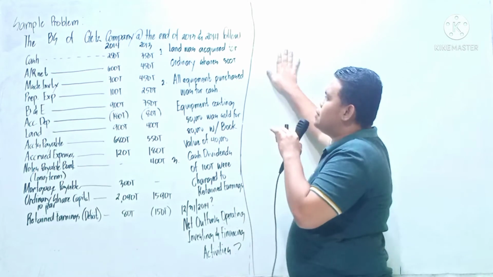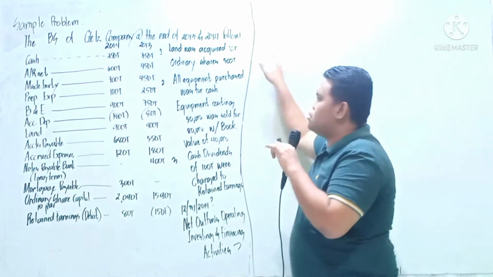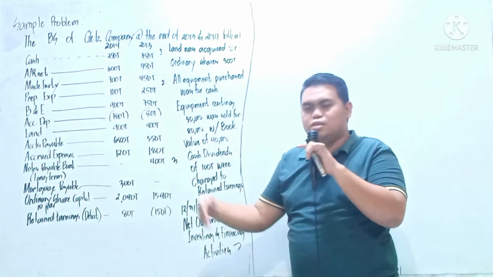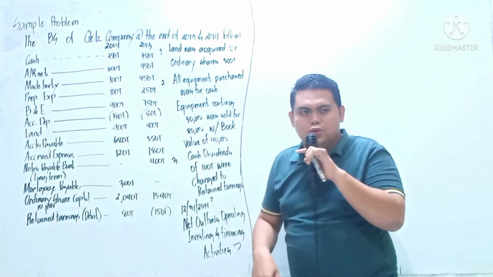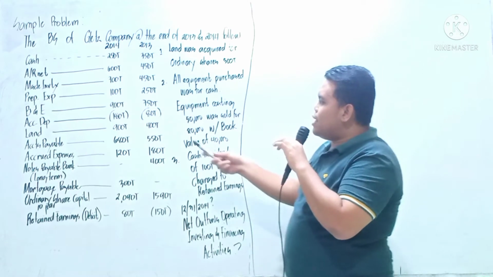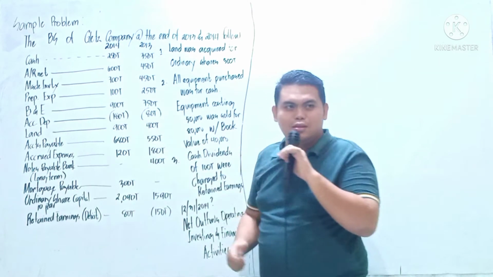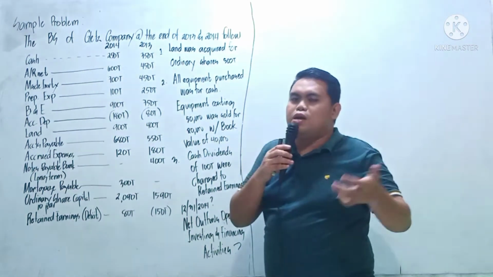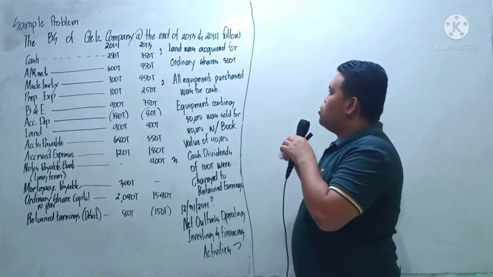That was not purchased in cash. It was acquired using ordinary shares. You have given ordinary shares, and they gave you land. So you should analyze that the additional 500,000 was not bought with cash, so it will not be part of the cash flow statement anymore. That's number 1.